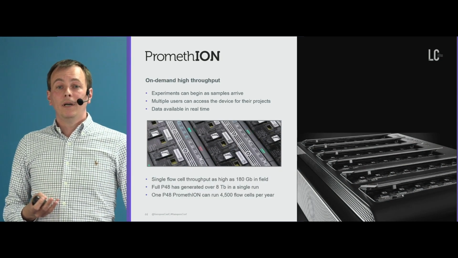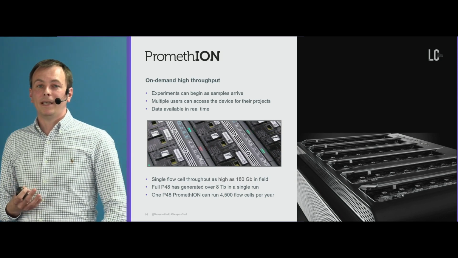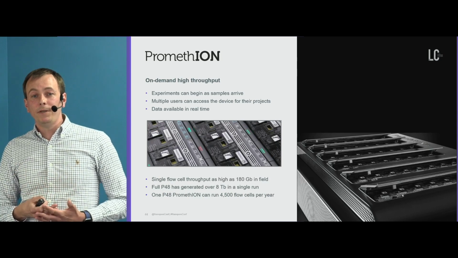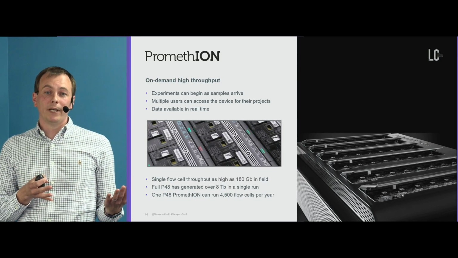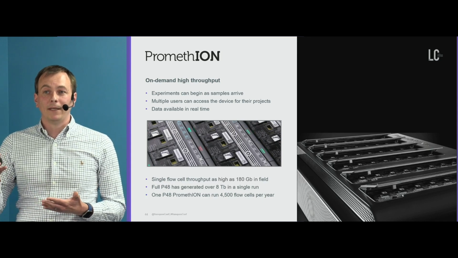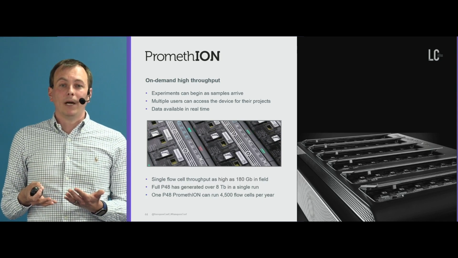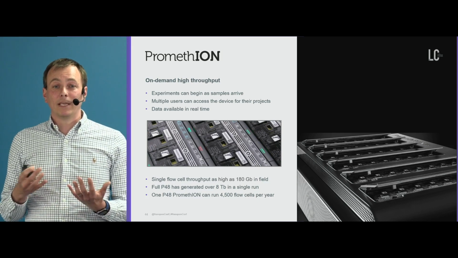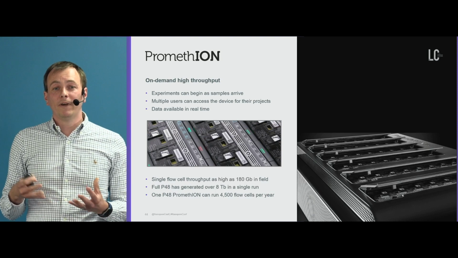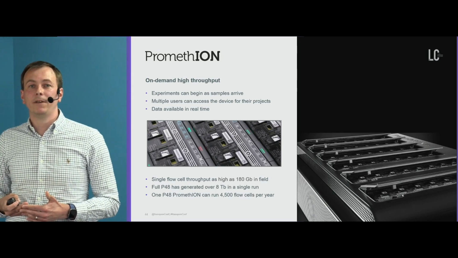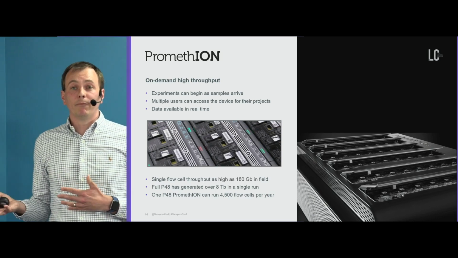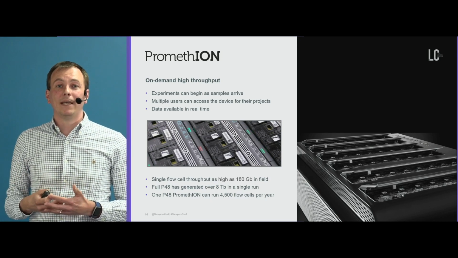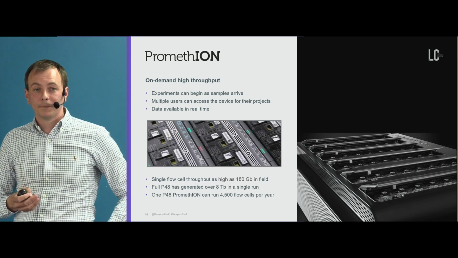PromethION is our highest throughput offering. It is a sequencer which is built for on-demand use, so that if you have multiple flow cells running, if there's an empty slot, somebody can come and start a new run, kick off a run without interrupting the runs that are already on the device. So there's no batching. We think that's really important for flexibility. And the whole device and the software has been built with that in mind, so that users, perhaps running different projects within an institution, could all log into the box and monitor what they're doing.